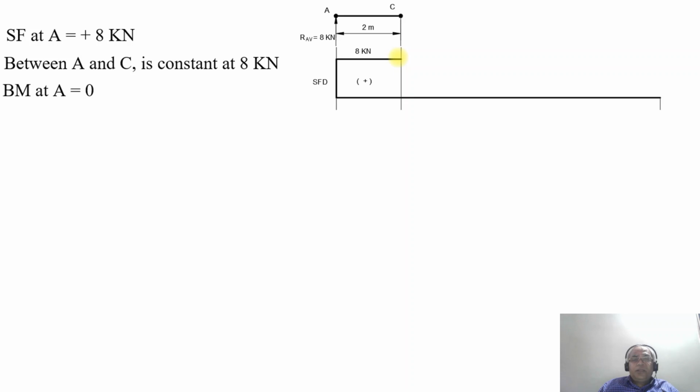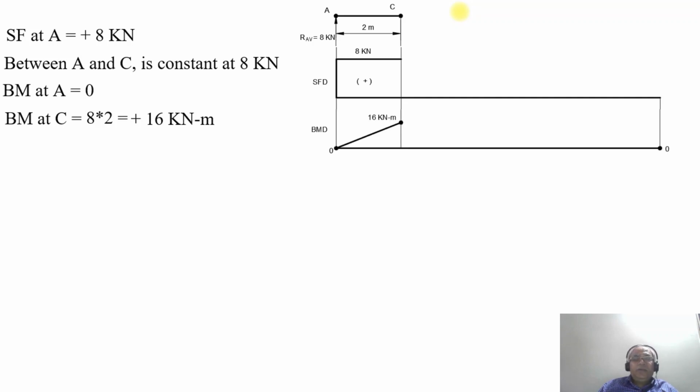So the bending moment at the point A will be equal to 0, and the bending moment at the point C, since it sags, naturally becomes positive. So 8 into 2 plus 8 into 2 will be equal to 16 kilonewton meter. So this is how you get the point from 0 to 16 kilonewton meter, which is at the point C of the beam.